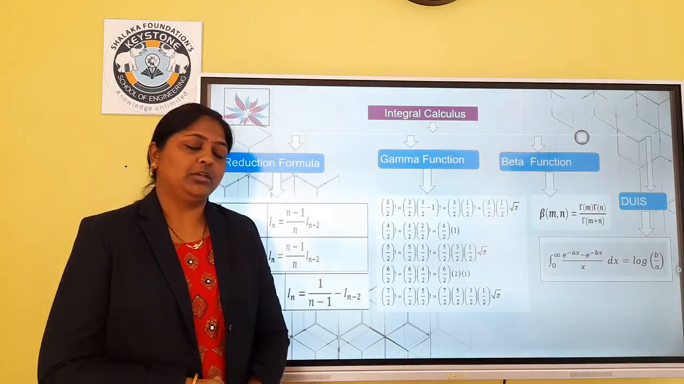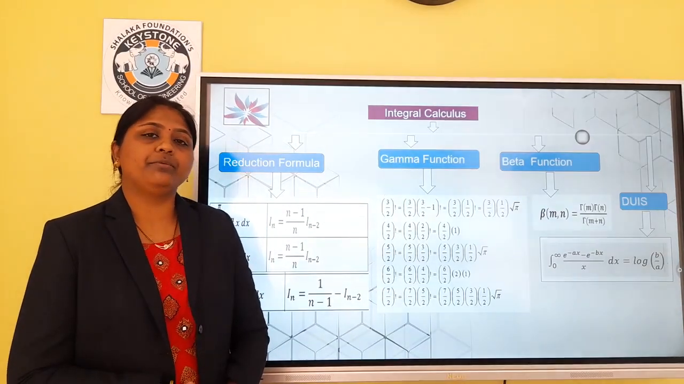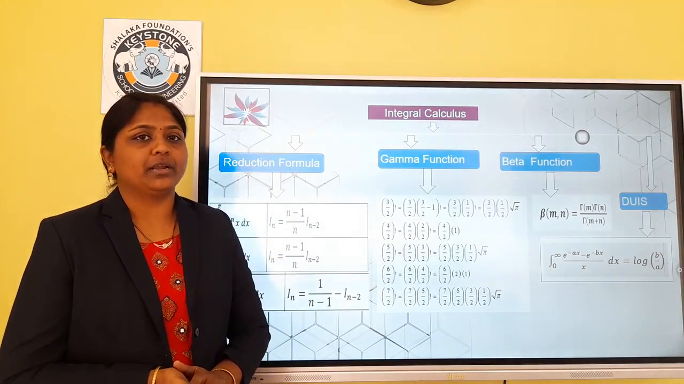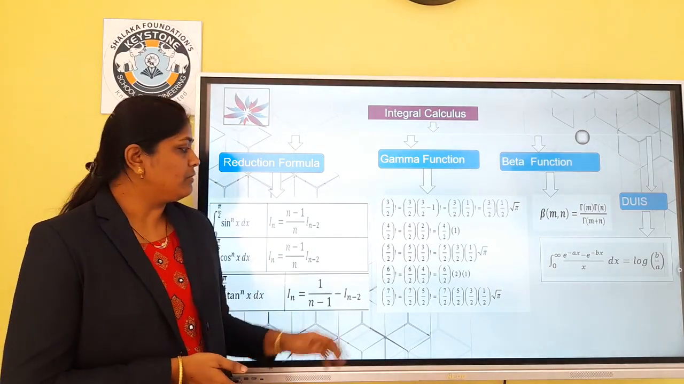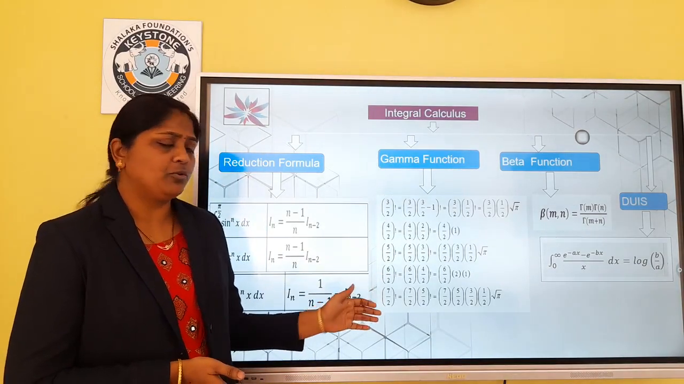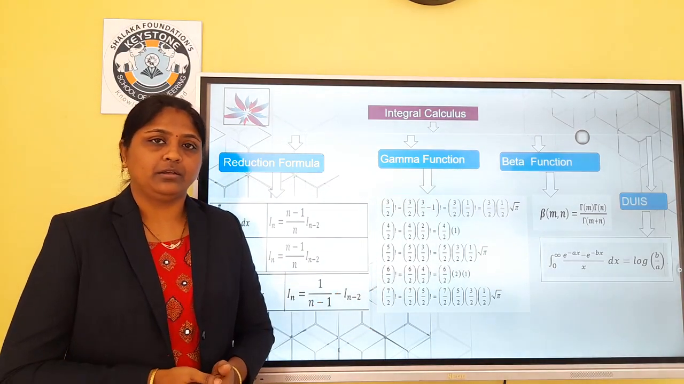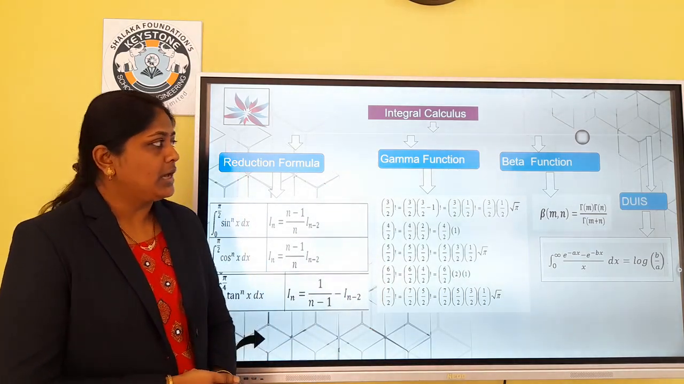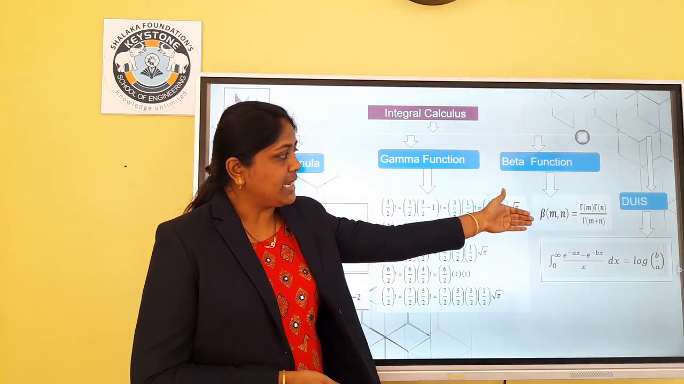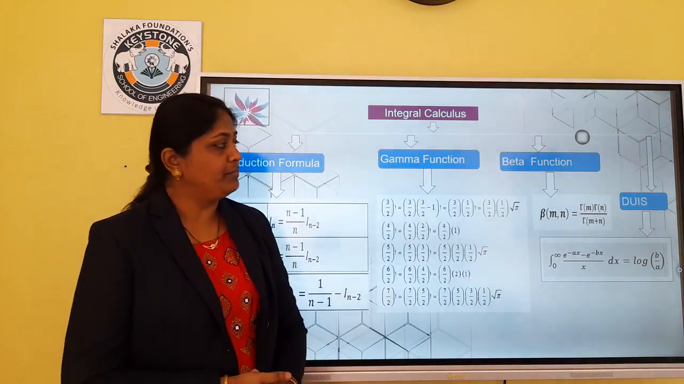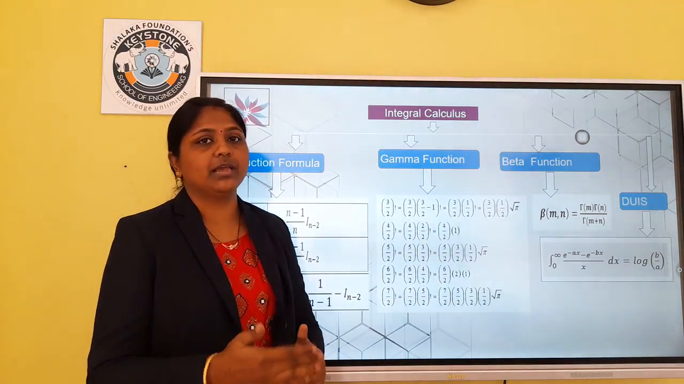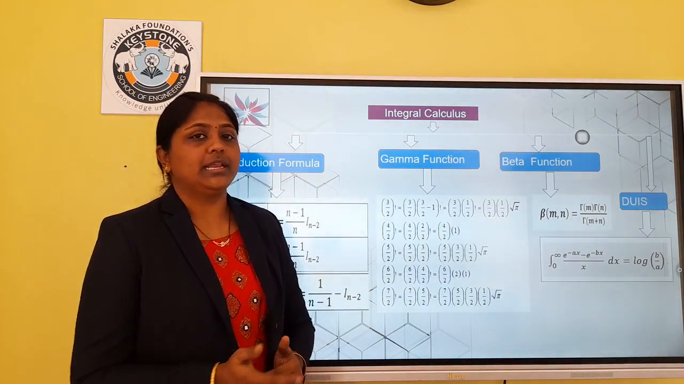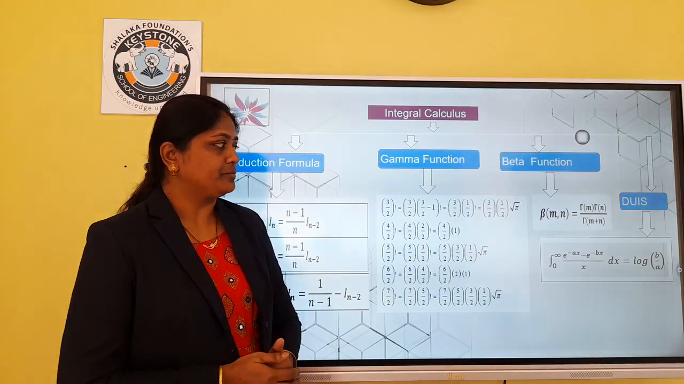Gamma function: you know what 3 factorial is. 3 factorial is 3 multiplied by 2 multiplied by 1, that is 6, right? But if someone asks, find 5 by 2 factorial or 7 by 2 factorial, how can we find it? For that, the gamma function will help. Again, the beta function: there is a relation between beta and gamma functions. Beta(m, n) is nothing but gamma m into gamma n upon gamma (m plus n). Then we can find the relation between the beta and gamma functions.